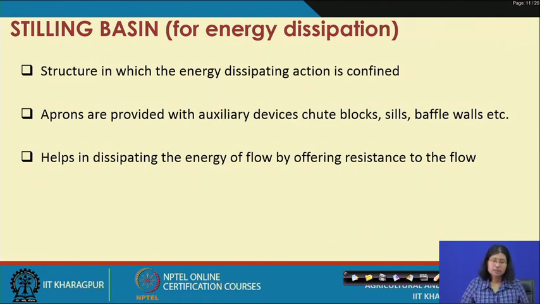Now, the stilling basin. We keep the stilling basin for energy dissipation, which is the last component of the spillway. This is a structure in which the energy dissipation action is confined, and aprons are provided with auxiliary devices. What are the auxiliary devices here? Chute blocks, sills and baffle walls usually work as auxiliary devices, and they help in dissipating the energy of flow by offering resistance to the flow.